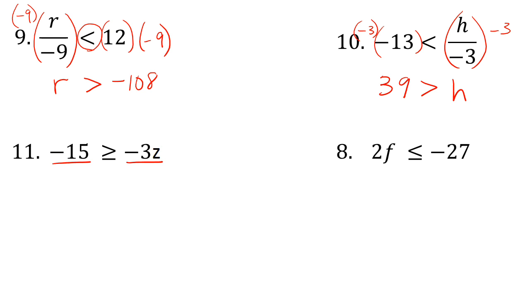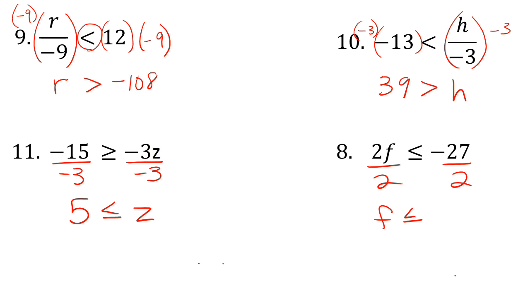So now we're going to go ahead and divide both sides. For number 11, divide both sides by negative 3. So we're left with 5. We flip our sign, less than or equal to z. Number 8, we divide both sides by 2. So we're left with f is greater than or equal to 13.5. That's negative 13.5.